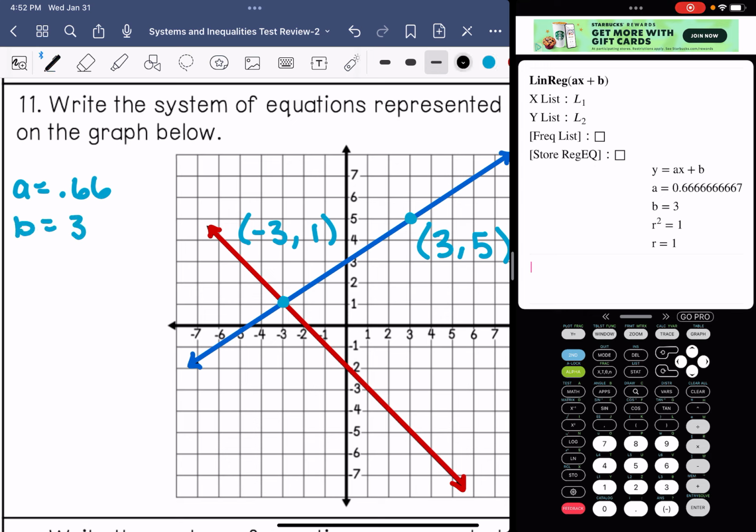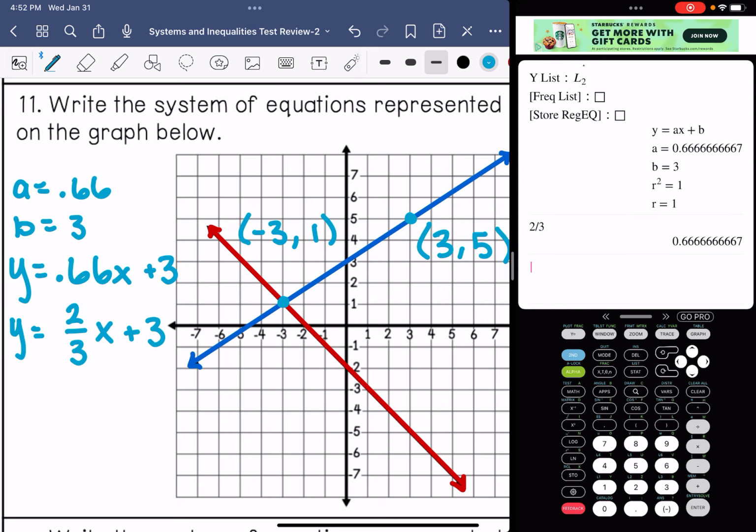From there, we just write our equation for that blue line, y equals 0.66x plus 3. On your test, the equation would actually use fractions, and it would show you 2/3 x plus 3. You can see that those are the same by just using a calculator and typing in 2 divided by 3, and you will see that that number right there, 0.66, is the same as the one we got when we did the linear regression.